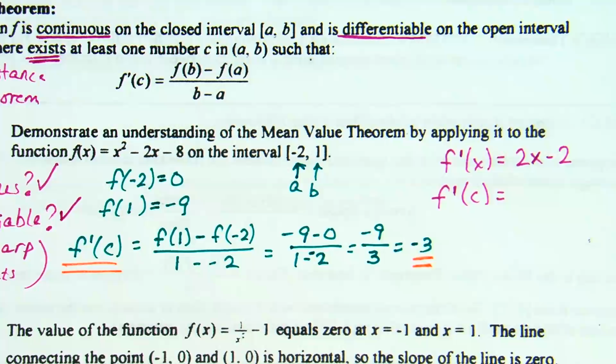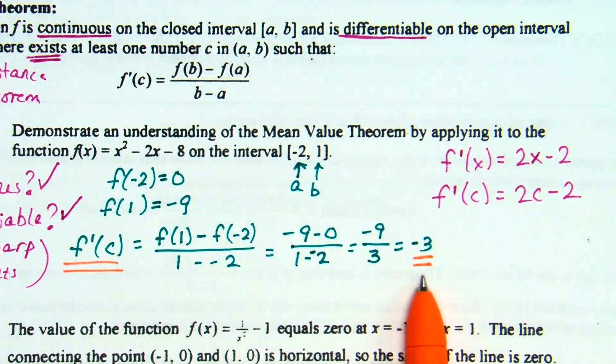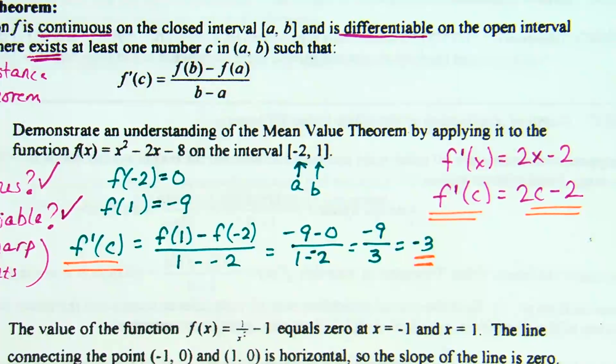Where do you see me going with this? Yeah, can we set these equal to each other? 2c minus 2 equals negative 3. Do some math, preferably some correct math. Negative 3 plus 2 is negative 1. Divide by 2. C is negative 1/2.